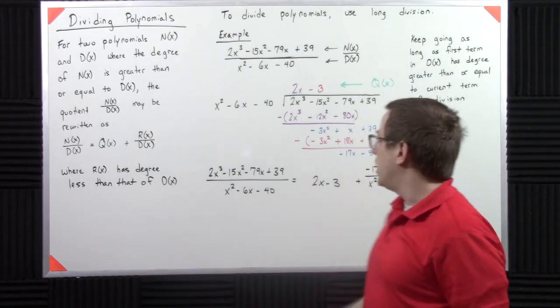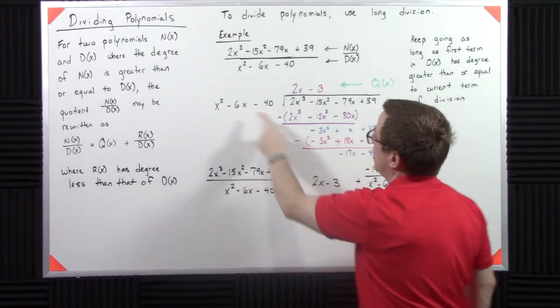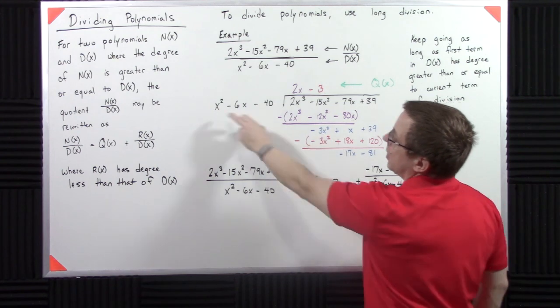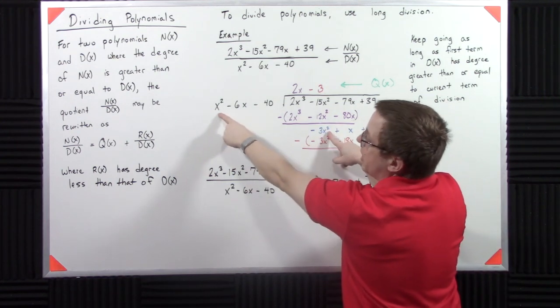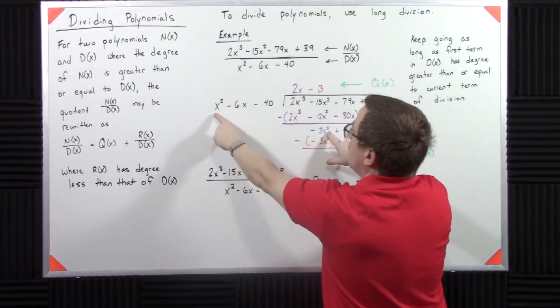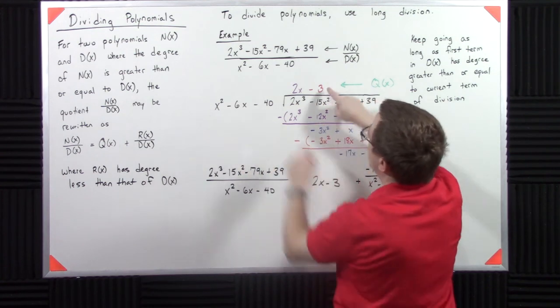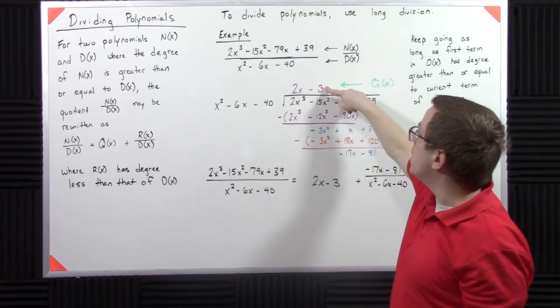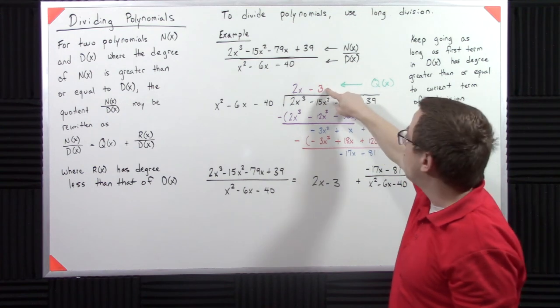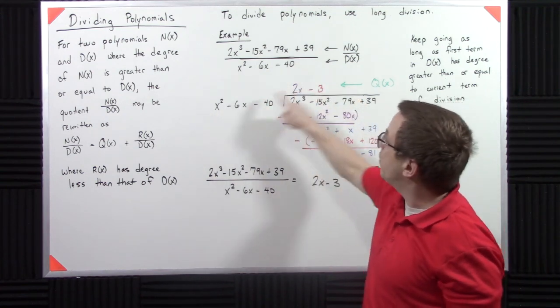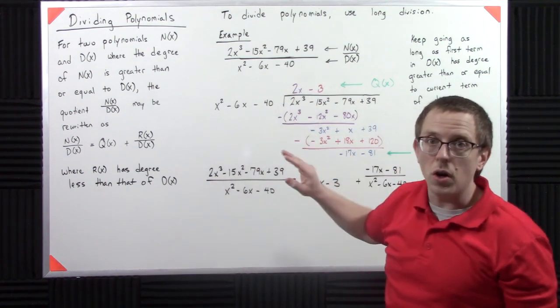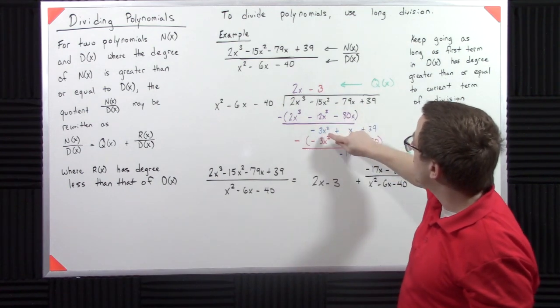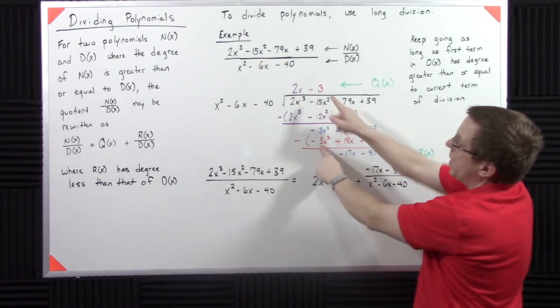Well, I say, what times this equals that? So they have the same degree. So I say, okay, well, all I need is a negative 3. So I need a negative 3 here. Once I've figured out what I need, I multiply it by every single term. So I do negative 3 times x squared. So that's negative 3x squared.